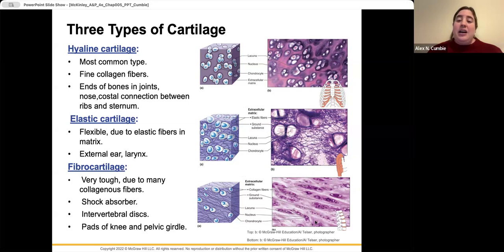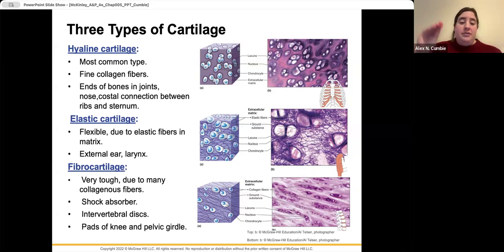It has a lot of collagenous, so collagen fibers present throughout this tissue. Its main function is shock absorption. You find it in your intervertebral discs. This is the cartilage between each of your vertebrae that has to deal with that compression.